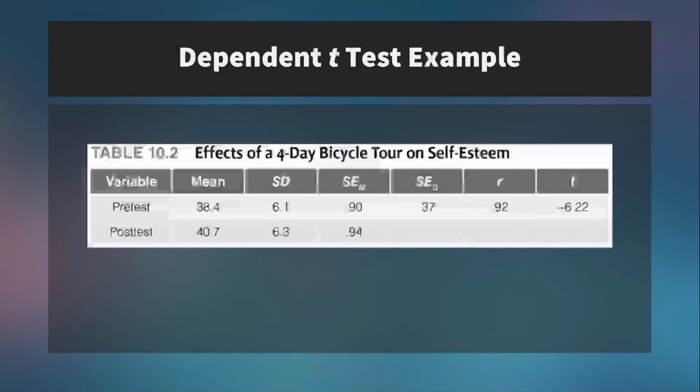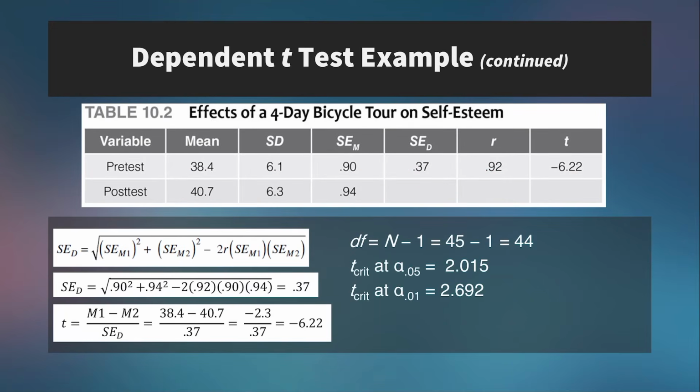Table 10.2 is looking at the effects of a 4-day bicycle tour on self-esteem. So here we have the self-esteem pretest, 38.4, that's the mean. And then the post-test, it looks like it went up a little bit, but our question is, was this statistically significant at an alpha level of 0.05 or 0.01? We have the standard deviations, standard error of the means, and then here we have the standard error of the mean difference already calculated with a very high R, 0.92, so a high correlation, and then the t-statistic of negative 6.22. So here's how we perform those calculations.